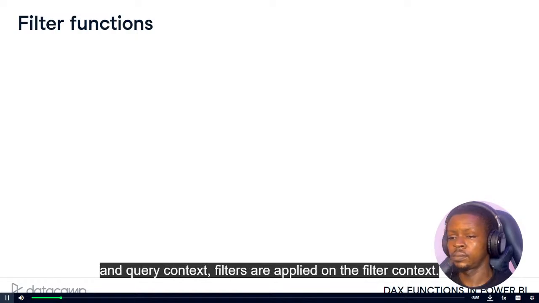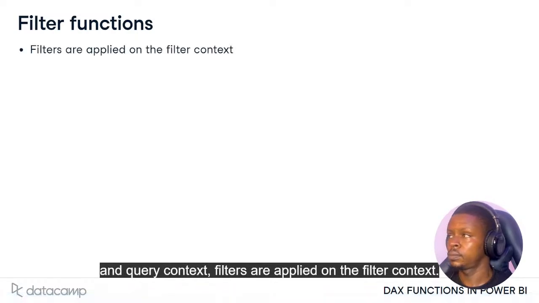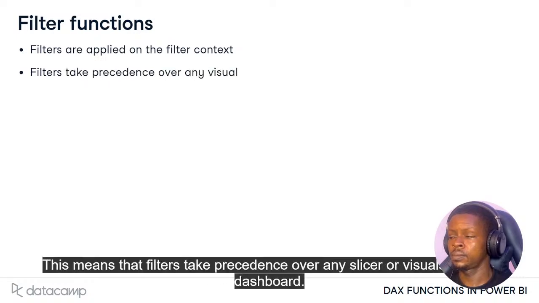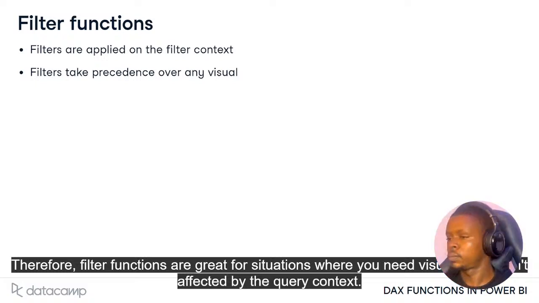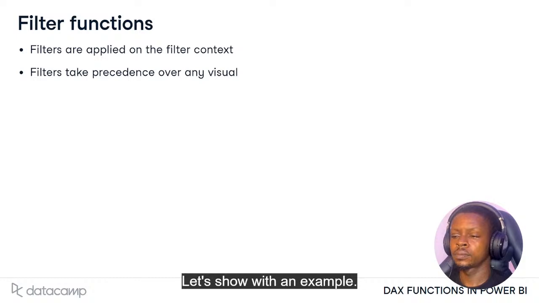In the previous chapter, you've seen that on top of row and query context, filters are applied on the filter context. This means that filters take precedence over any slicer of visuals on your dashboard. Therefore, filter functions are great for situations where you need visuals that aren't affected by the query context. Let's show with an example.